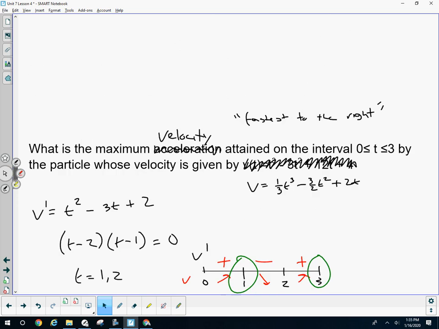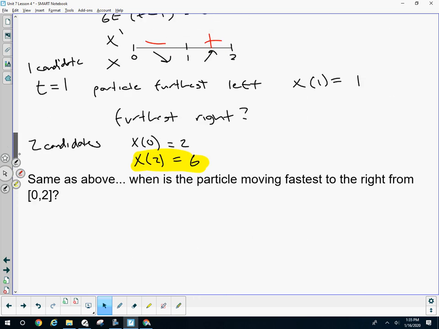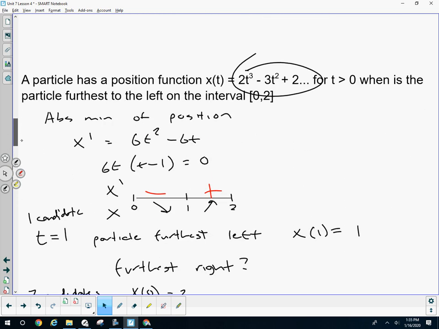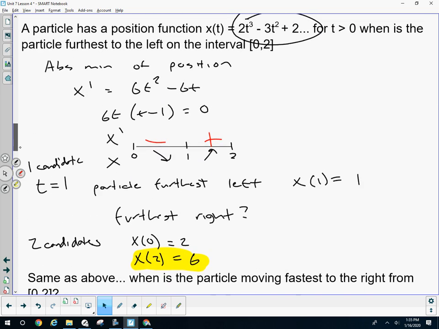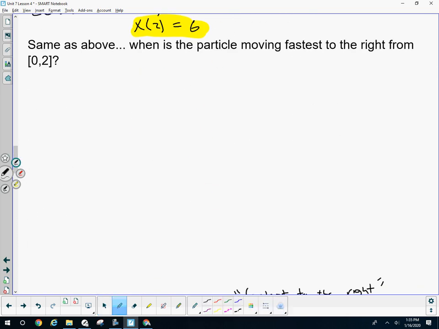One thing I need you to be heads up, go to the previous problem. If I give you position x of t is 2t cubed minus 3t squared plus 2, and I ask you, when are you moving fastest to the right? Would I take the derivative of position and set it equal to 0? No. What do I have to do?